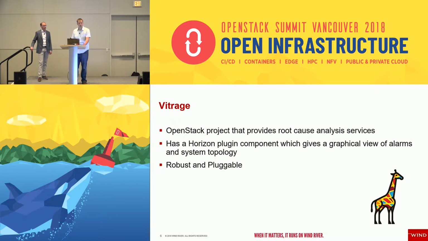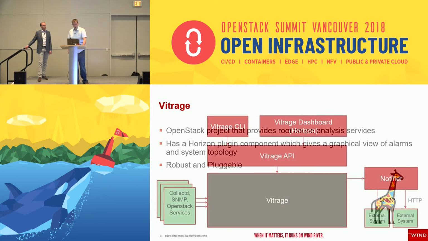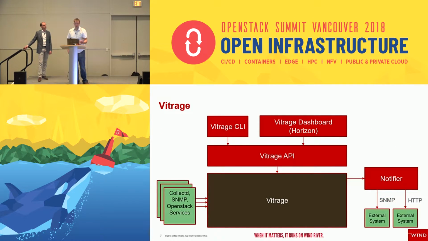All right, so Vitrage is an OpenStack project that provides root cause analysis service. It also features alarms, which are probably the main component of it. We consider them vital in determining the health of a running OpenStack deployment. It also features a Horizon plugin component, which gives a graphical view of these alarms, as well as a system topology and multiple views of the resources running in your system. It's also very robust and pluggable.